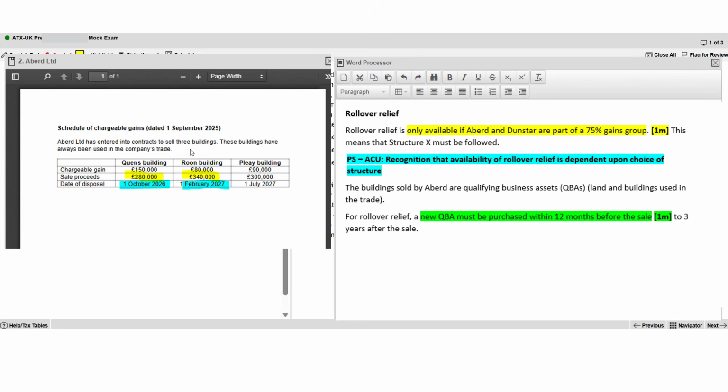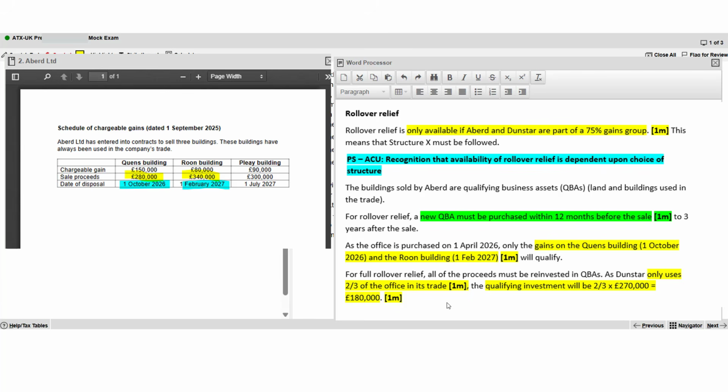The buildings will qualify, and for rollover relief, our new qualifying business asset has to be purchased within the 12 months before the sale through to the 3 years after. That's just a nice easy mark for one of the conditions for rollover relief. And then for applying that, it's just going to be the Quens building and the Roon building that qualify. We have another mark. So that mark, slightly trickier, but most of the marks in the exam are going to be for application of the rules.